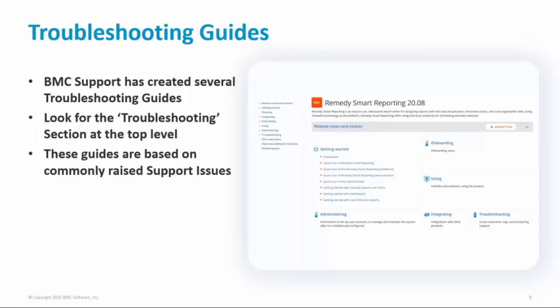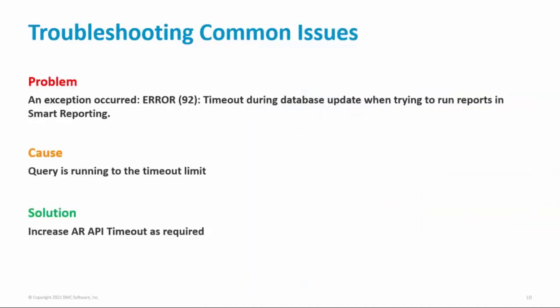The last topic of this webinar is about troubleshooting guides that were created by BMC support. This information can be found in the troubleshooting section at the top level of the product documentation page, and it is based on commonly raised support issues. I will present some of them. When troubleshooting an issue, the first thing we need to do is identify the error. We will review some of the common errors that we see when a long query report is run.